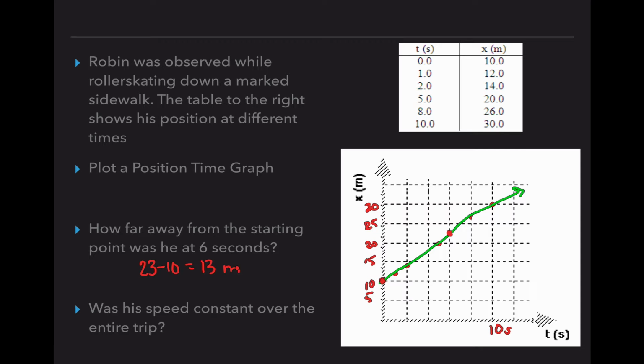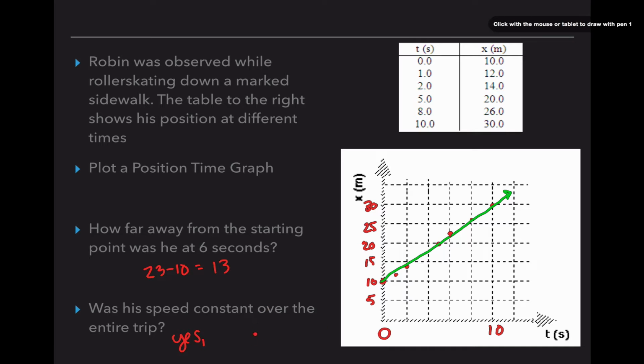Was his speed constant over the entire trip? We can do this by actually calculating the slope of that line. So since it is a straight line, we can say yes, but we can also calculate what his speed was. So we went from 0, 10 to 10, 30. So rise over run is change in y over change in x. He ended at 30 and started at 10. He ended at 10 seconds and started at 0 seconds. So this is 20 over 10, which is 2 meters per second.